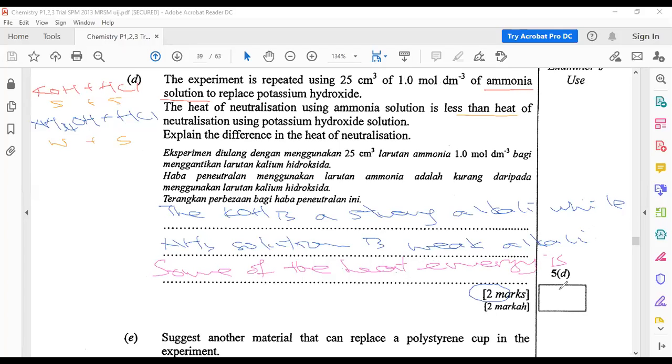Okay, that one you confused with the naphthalene experiment. Later I will give you the sentence for the naphthalene experiment. But for this part, sum of the heat energy is doing what? Is reabsorbed, or is absorbed back, to do what? To further ionize the ammonia molecules.